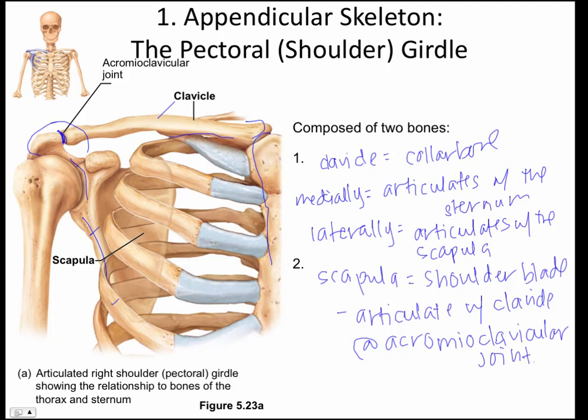And what else do we articulate? We also articulate with the head of the humerus. Okay. Now this region of the scapula where this articulates with, this is called the glenoid fossa.